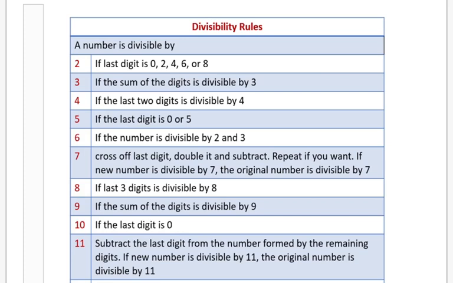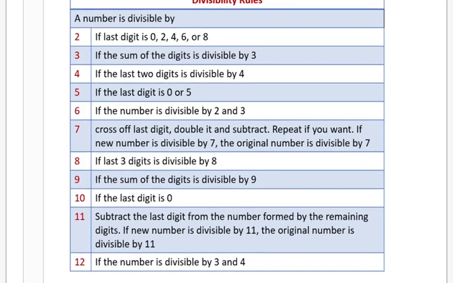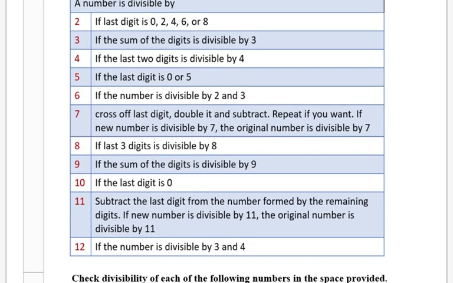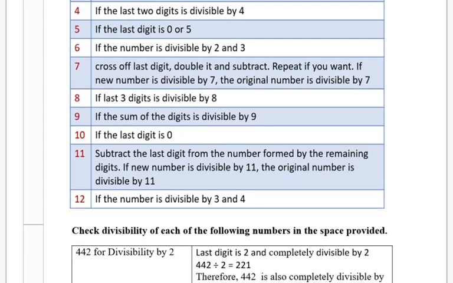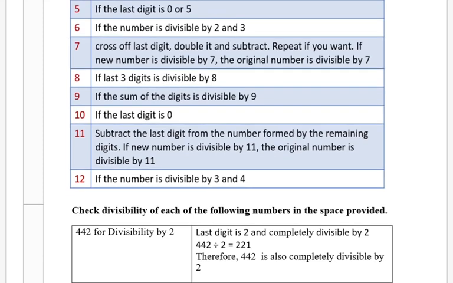Next for the 11, actually it is very important. Here 2 to 9 is very important. We have to check the divisibility rules. For the 11, subtract the last digit from the number formed by the remaining digits. If the new number is divisible by 11, the original number is definitely divisible by 11. And for the 12, if the number is divisible by 3 and 4, definitely. For an example, 24. 24 is one of the examples divisible by 12.